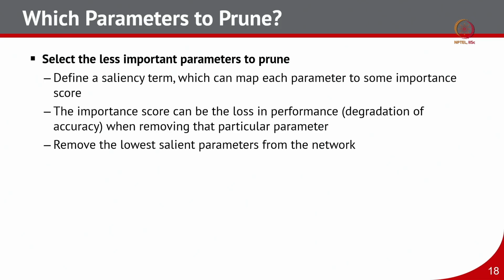So let us say AlexNet has 138 million parameters, if I am not very wrong. Then we can assign some cost function or loss function to all these 138 million parameter values. We can say that, let us say, if we remove the third parameter, the accuracy degrades by 10%, something like that. So each parameter has to be associated with a saliency term, that is loss or accuracy, whatever the saliency term is, and then we can remove the lowest salient parameters from the network. So that is the general rule of DNN pruning.